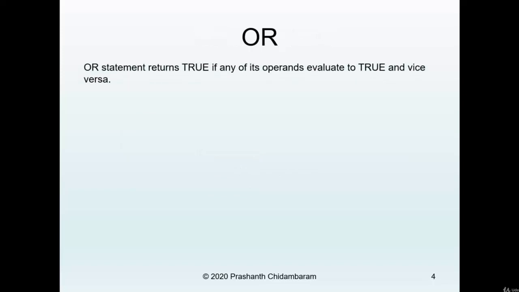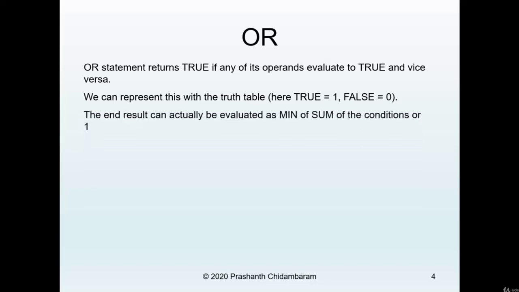An OR statement returns true if any of its operands evaluate to true, and false otherwise. So we can represent this with a truth table. Here true is equal to 1 and false is equal to 0. The end result can actually be evaluated as the min of the sum of the conditions, or 1.